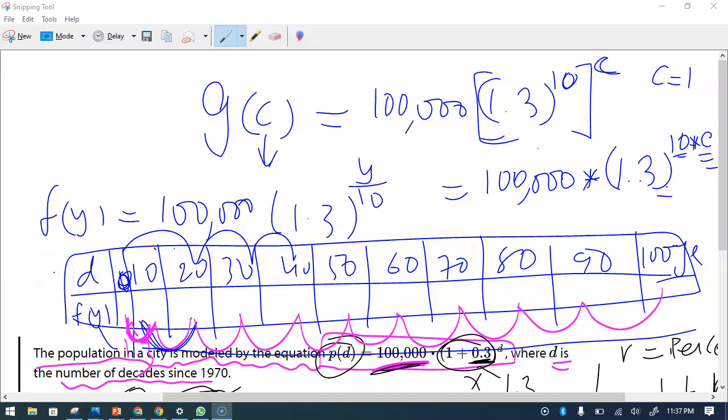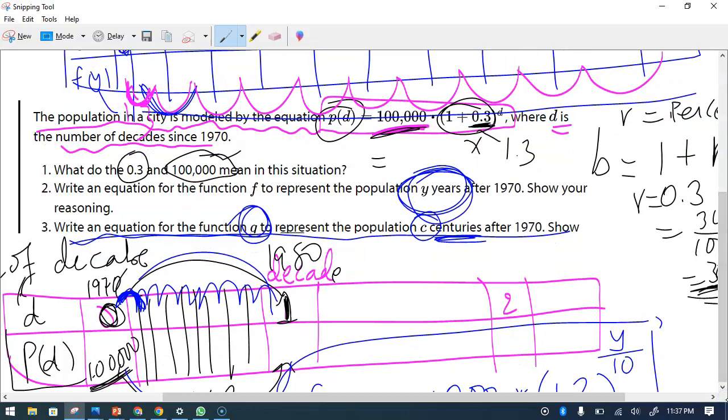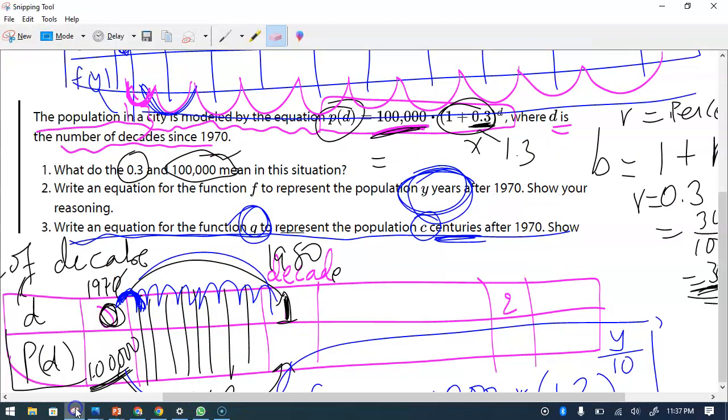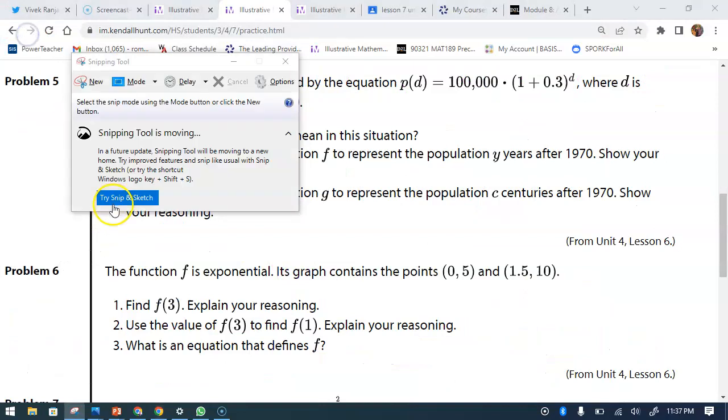Okay, with this I want to wind up. Hopefully this helps all of you. Make sure you write all these notes, and of course there are more problems, but we have already done them before.